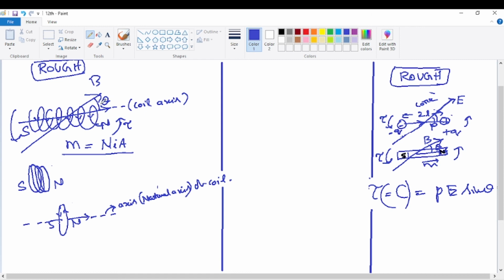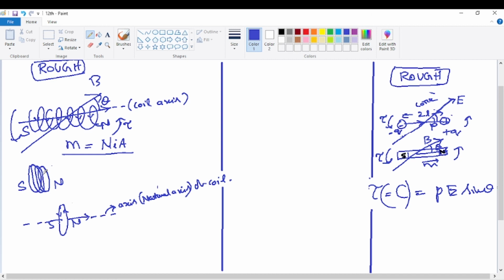The magnetic field makes an angle theta with the axis of the coil. This axis of the coil is the direction of the magnetic moment of the coil. The magnetic moment of a coil or a bar magnet is M. For a coil it is NIA. All these things we have seen. There are many points here in the rough column. First point is the diagram. Next, M is equal to NIA.